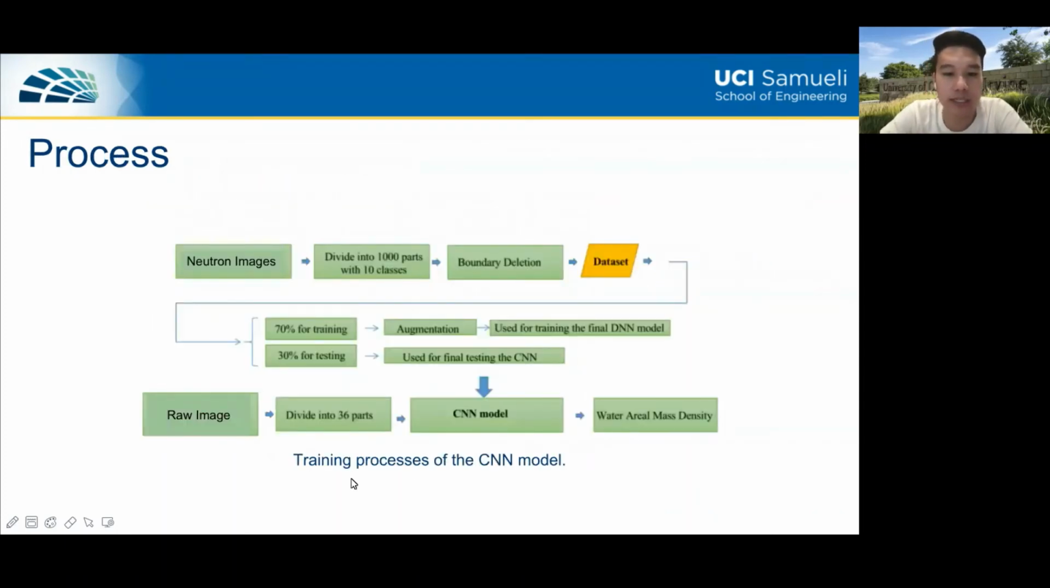And here's the whole training process of the CNN model. First, like I said, we got lots of neutron images and divided them into 1,000 parts. Then we can get the data set. 70% of the data set is used for training, and 30% is used for testing. Then we can train the CNN model. After the model is trained, we need to input the raw image, which will be divided into 36 parts, into the CNN model. Then we can get the average water areal mass density of the raw image.